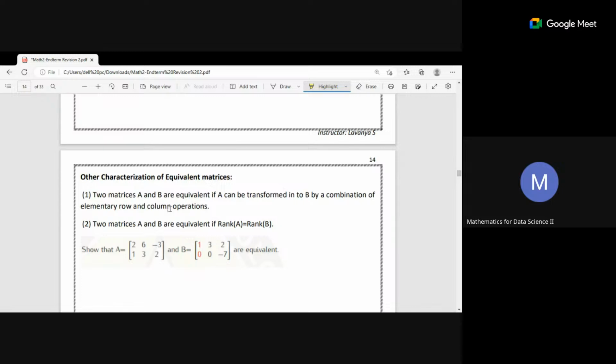You know that elementary row operations do not change the rank. So two matrices A and B are equivalent if rank of A is equal to rank of B. This is the easiest way to determine whether two matrices are equivalent or not. Now given these two matrices, are they equivalent? What is the rank of A and the rank of B? Both of them are 2. So A and B are equivalent.